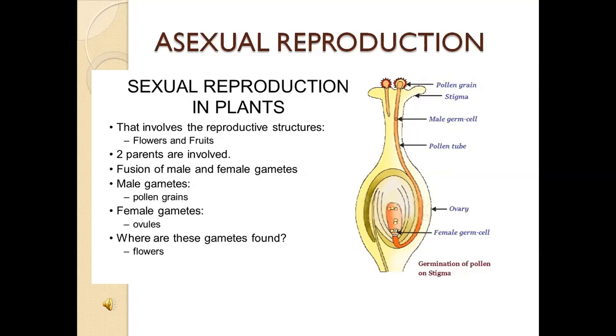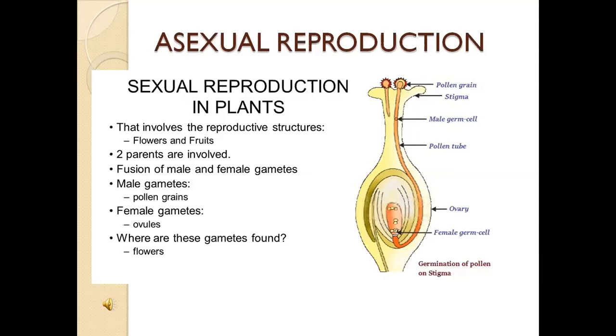So these steps are important. First, the reproductive structures are flowers and fruits. Next, two parents are involved in this reproduction. Male and female gametes: male gametes are pollen grain and female gametes are ovule. Female and male gametes produce flowers.